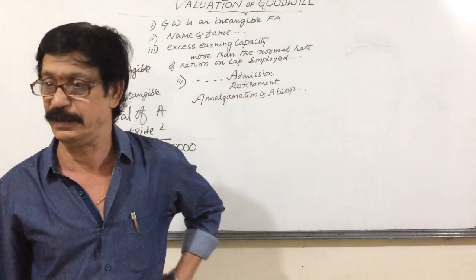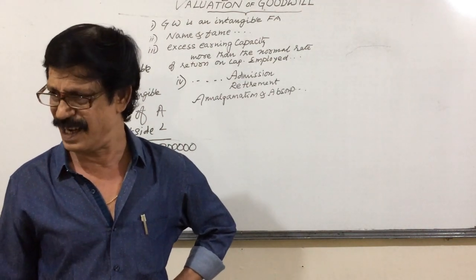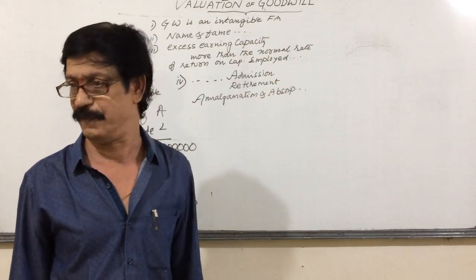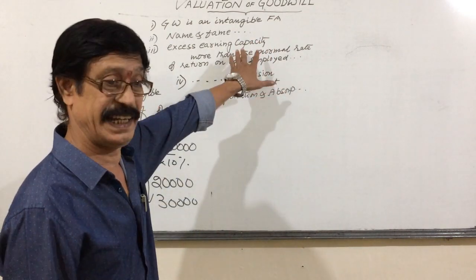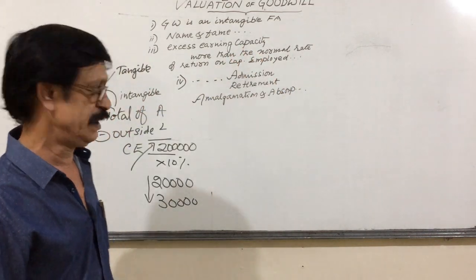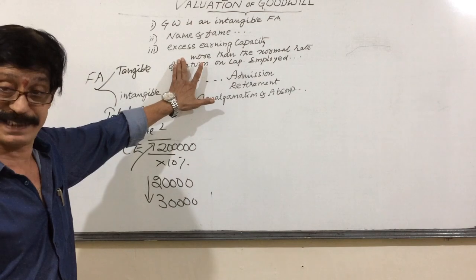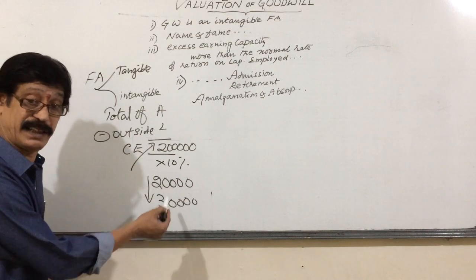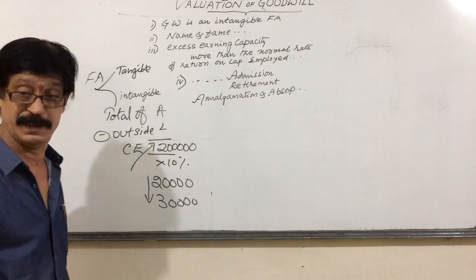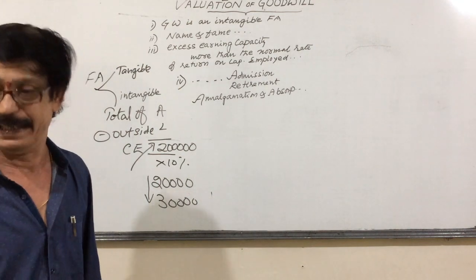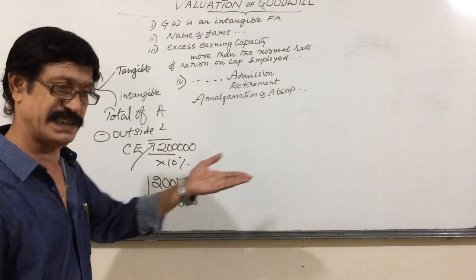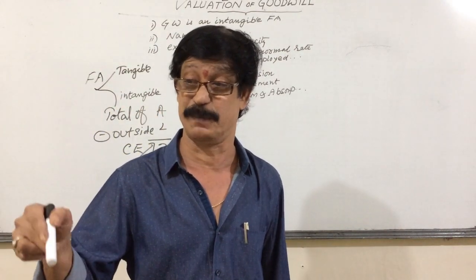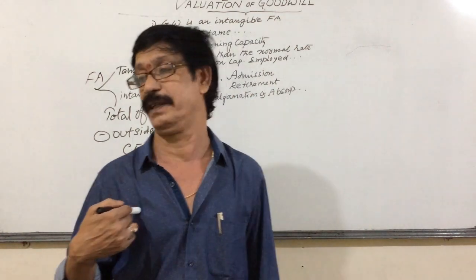Last and final once again. Understanding or not? It is the intangible asset, but not a fictitious asset. It is the name and fame, reputation earned by the firm. It is the excess earning capacity more than the normal profits. We are earning more profits because we have a name. On capital employed, 10% is the market rate. That means we have to earn only 20,000, but we are earning 30,000. That means we have our own name, that is goodwill.